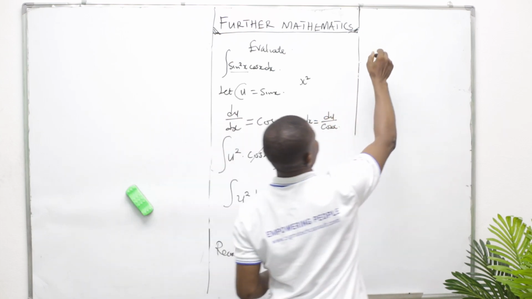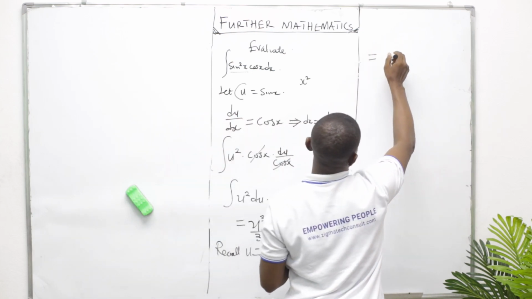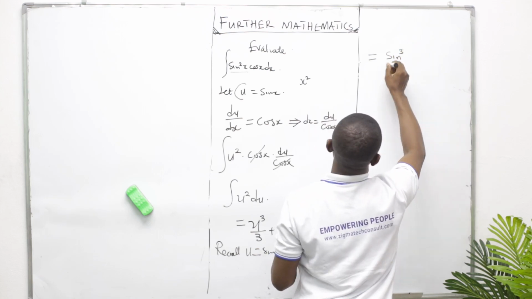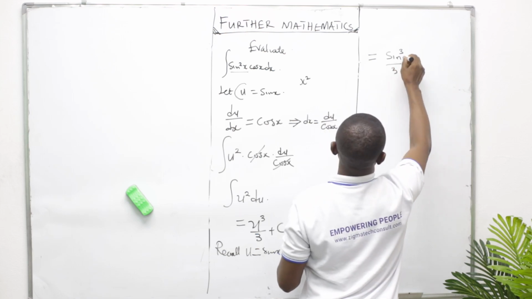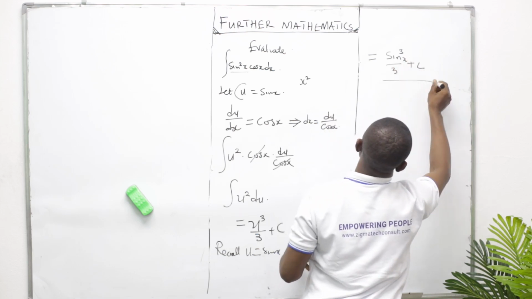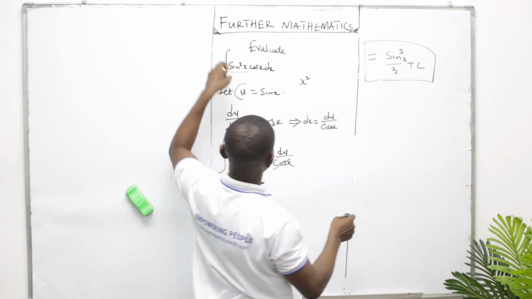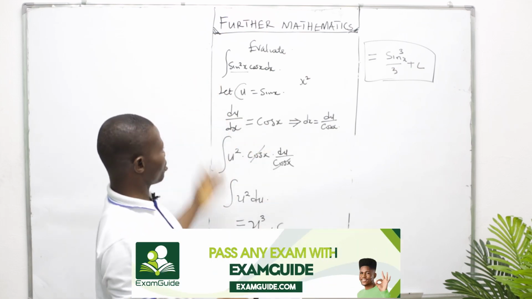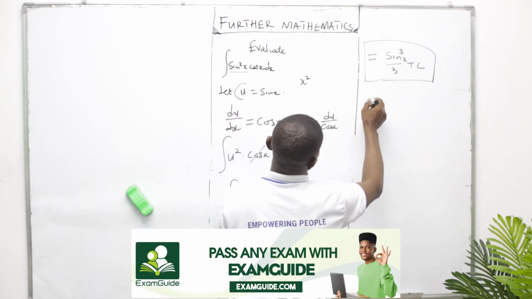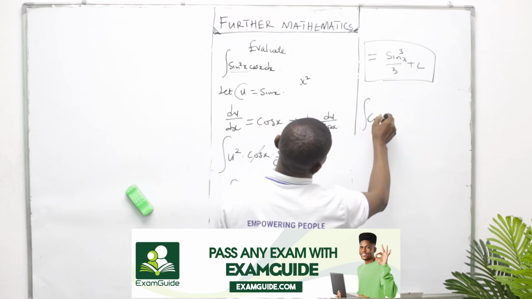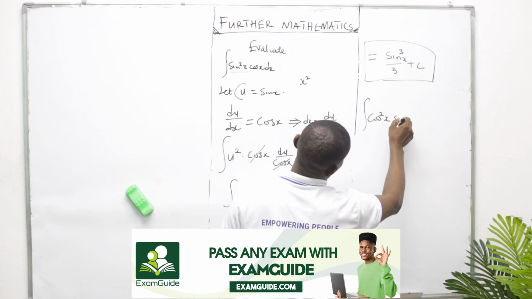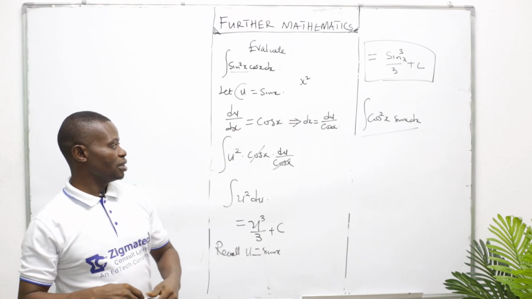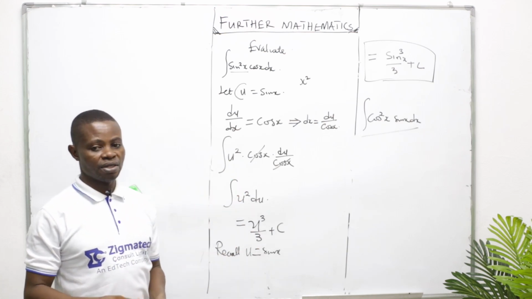Now effecting it to get the final solution, we'll have that sine what? Cube all over 3 plus c. This is our solution to this question. You can also do it in the case of cos theta. Maybe if I say evaluate cos square s sine s. Just play with this. And let's take one more question from Jamb.